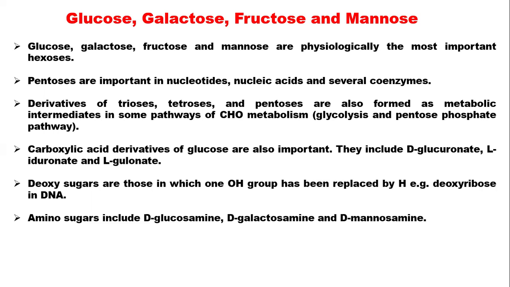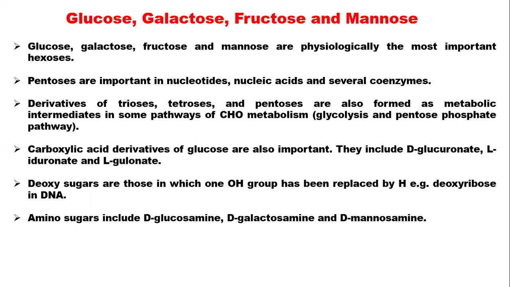There are also derivatives of trioses and tetroses. Trioses are 3-carbon sugars, tetroses 4-carbon, and pentoses are 5-carbon, as we highlighted in the previous lectures. They also form metabolic intermediates in some pathways of carbohydrate metabolism, which are glycolysis and the pentose phosphate pathway. There are also carboxylic acid derivatives of glucose, which are important. They include D-glucuronate, L-iduronate, and L-gulonate.